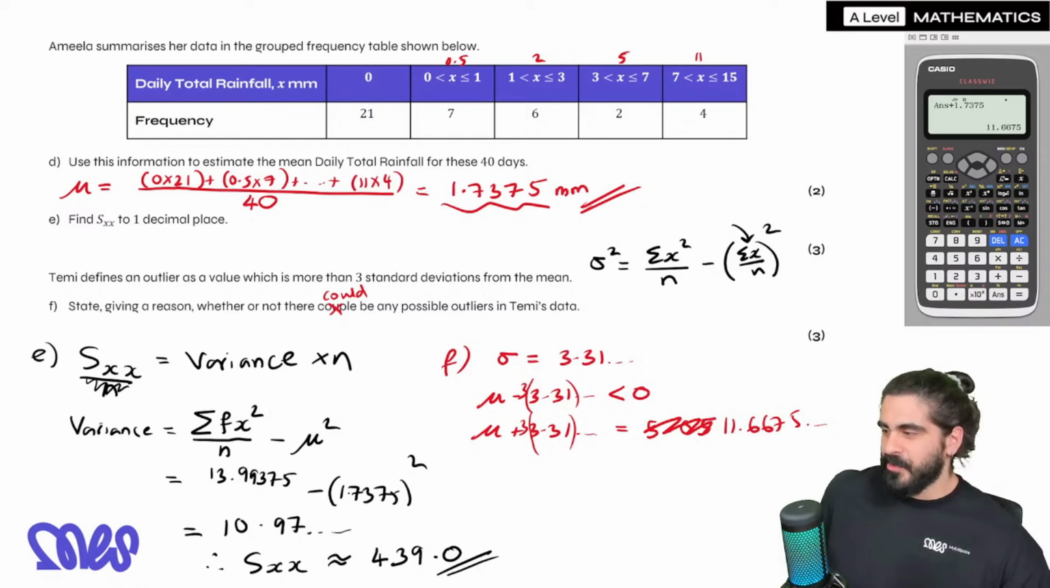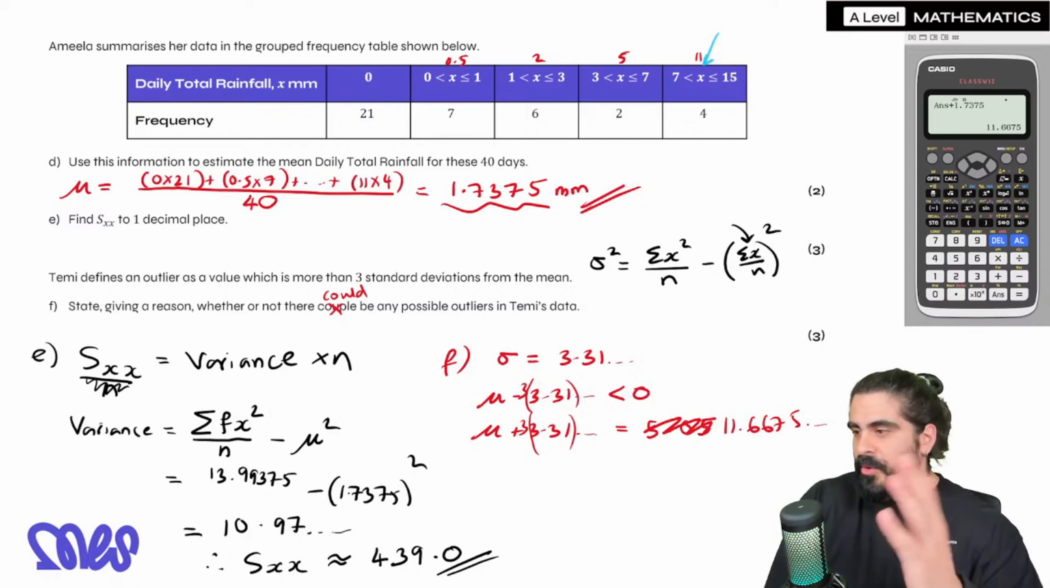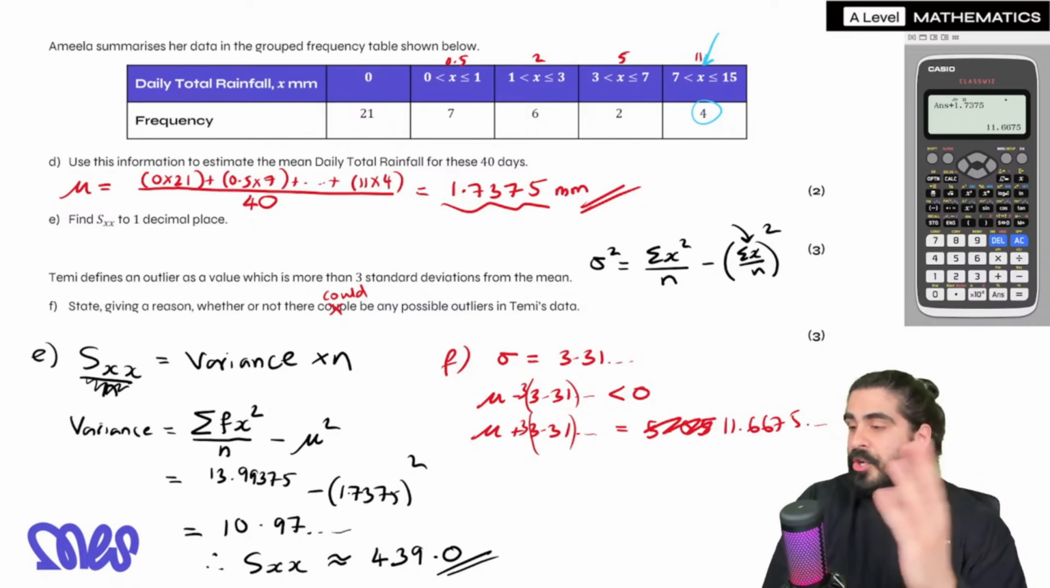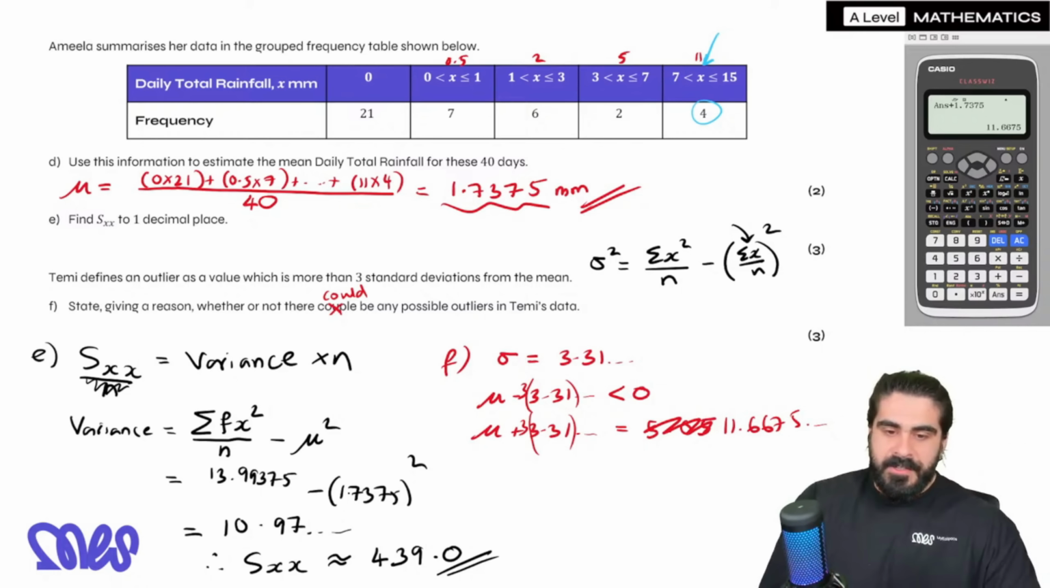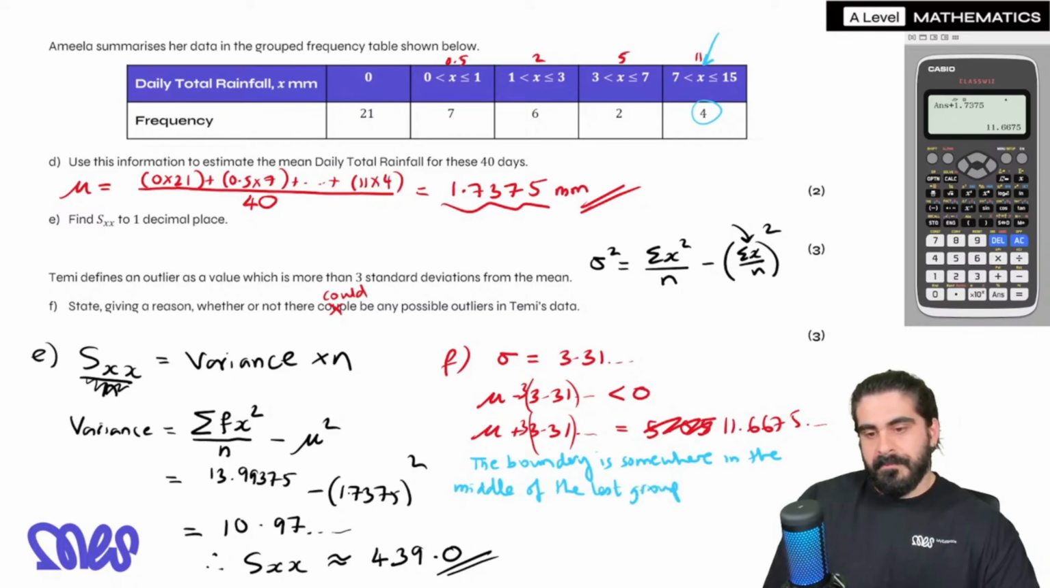But anyway, is the answer yes or no? Could there be possible outliers? Saying yes. I agree. Because 11.6771 is somewhere in the middle of that last group. And with that 4 there could be some above that. Yeah. So we could say the boundary is somewhere in the middle of the last group. So yes, there could be.